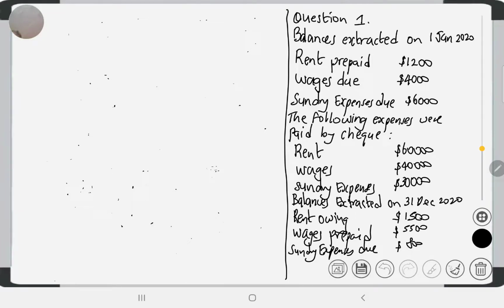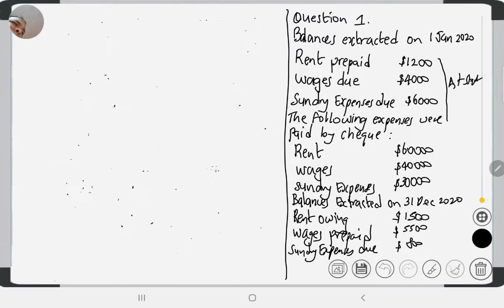If it is a liability, it will be on the credit side above the total. Now, let's see this question. So, balances extracted on 1st January 2020. We have balances for 1st January 2020. Rent account, rent prepaid, 1,200. Wages due, 4,000. Sundry expenses due, 6,000. So these are balances at start.